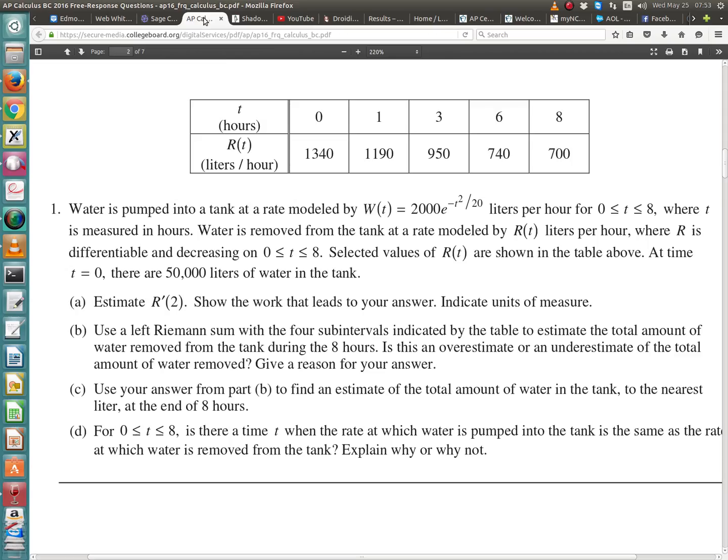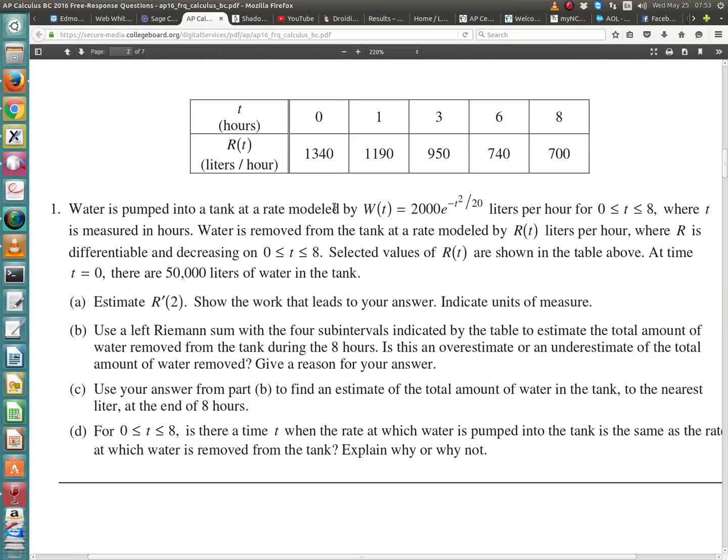Okay. Part B. Use a left Riemann sum with 4 subintervals indicated by the table to estimate the amount of water removed from the tank during 8 hours. Is this an overestimate or an underestimate of the total amount of water removed? Give a reason for your answer. All right, so if you're doing a left Riemann sum, where's your first height?